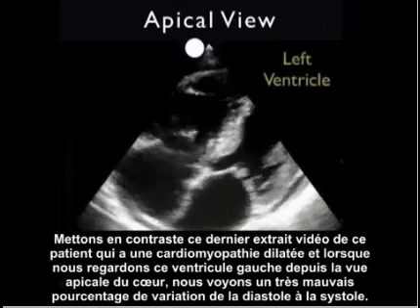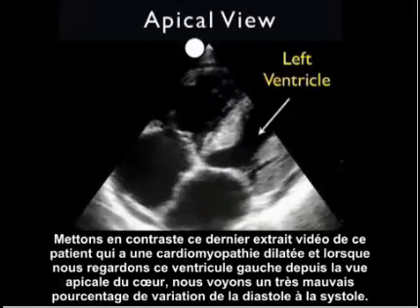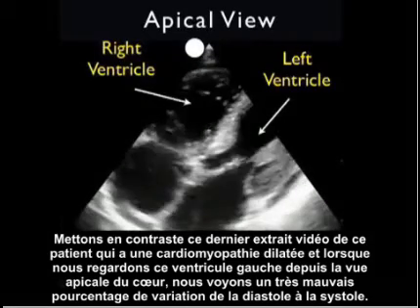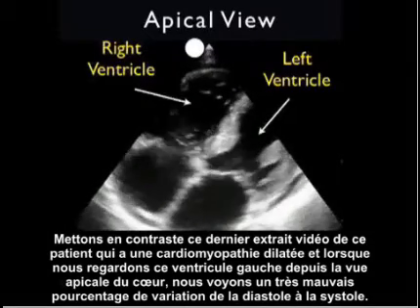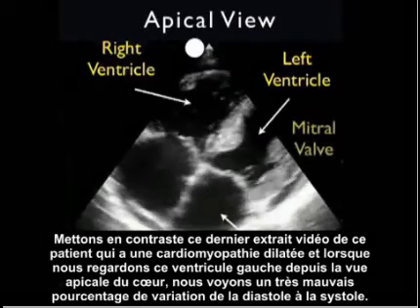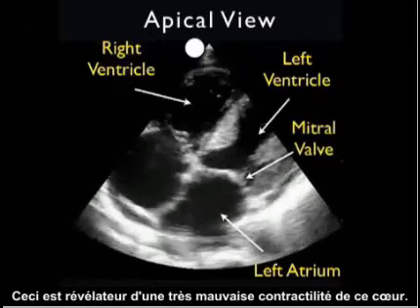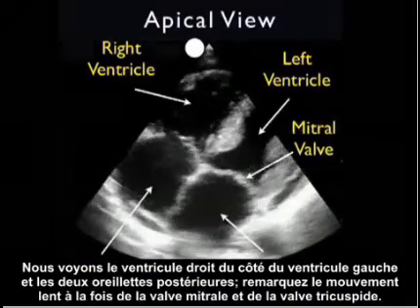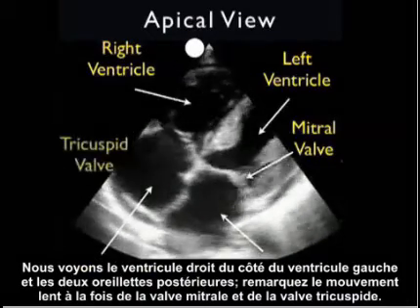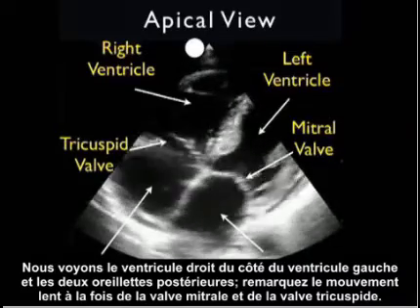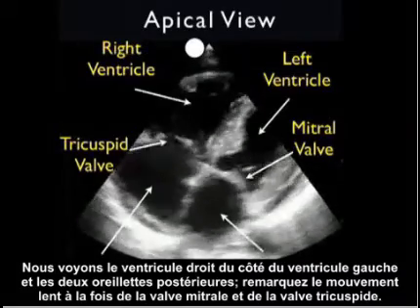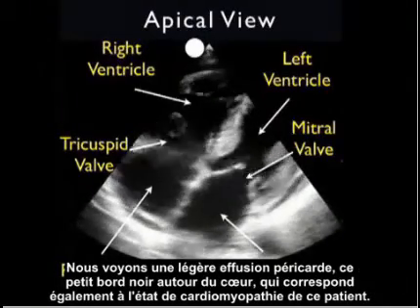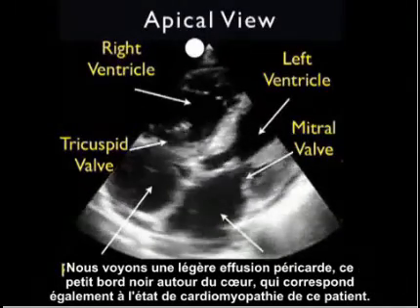Let's contrast that last clip with this patient who has a dilated cardiomyopathy. As we look at that left ventricle from the apical view of the heart, we see a very poor percentage change from diastole through systole. This is indicative of a very poor contractility of this heart. We see the right ventricle to the side of the left ventricle and the 2 atria posterior. Notice the sluggish movement of both the mitral valve and the tricuspid valve. We see a little bit of pericardial effusion, that little black rim around the heart, also going together with this patient's cardiomyopathy status.